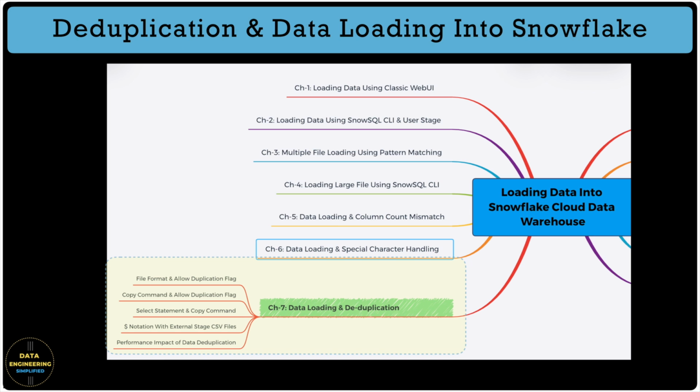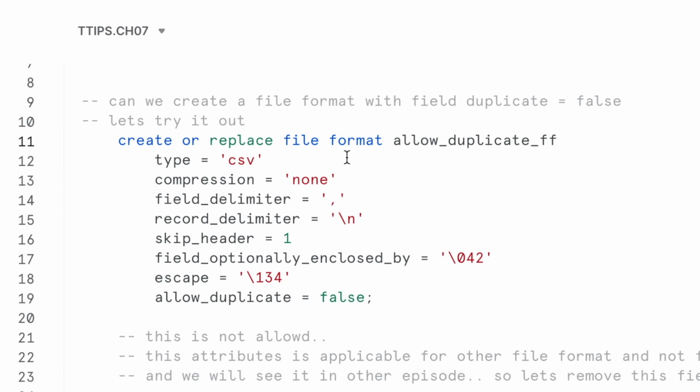So stay until the end of this video, and let's start our hands-on using the Snowsight web UI. First, I would like to try if a file format can be created with a parameter called allow duplicate equals true or false. Let's try it out.